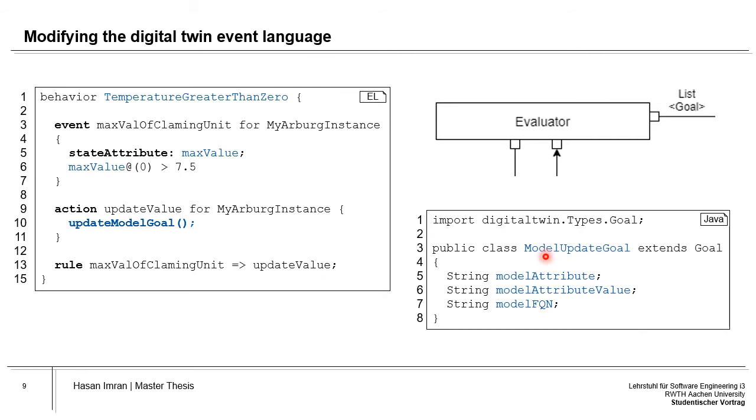Similarly, we have a model update goal class which extends the goal. So whenever this event is triggered, this goal would be created, and then this would be passed to the reasoner. It would have the attribute value, and the model FQN, a fully qualified name, and it would also have the digital shadow, which is part of the goal class.